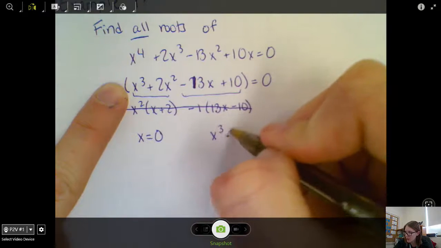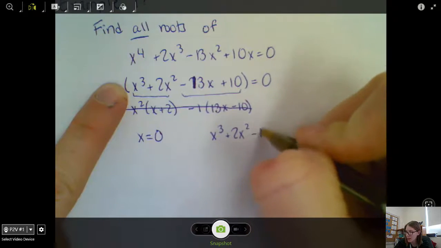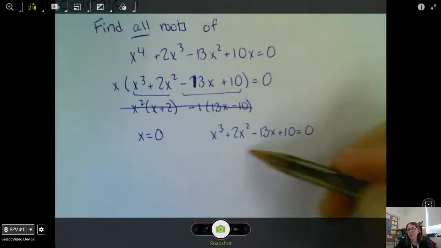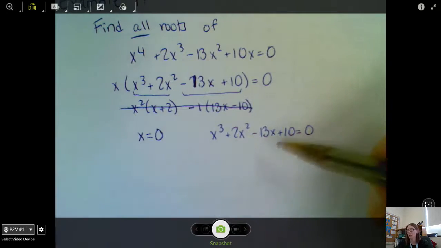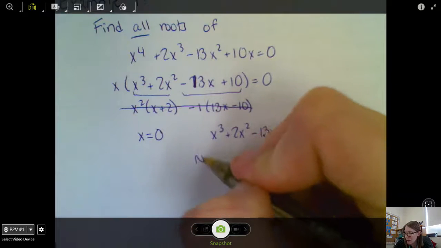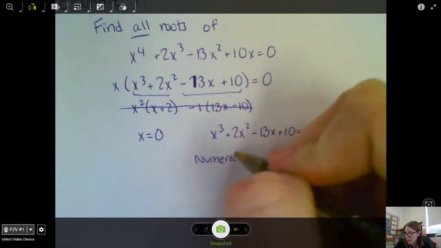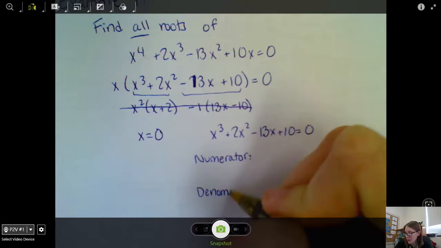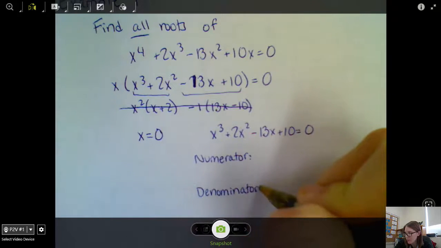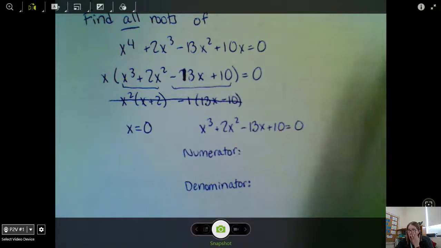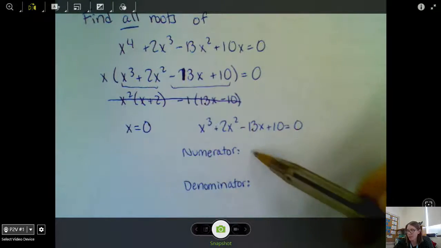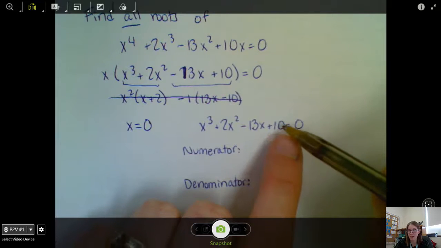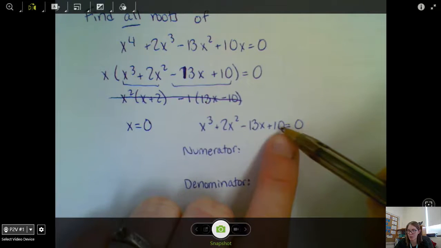X cubed plus 2x squared minus 13x plus 10. Since we can't factor this by grouping, use our rational root theorem. I'm going to list out my possibilities for the numerator and also my possibilities for the denominator. My numerator, all of my possibilities are numbers that multiply to our constant term, that multiply to 10.